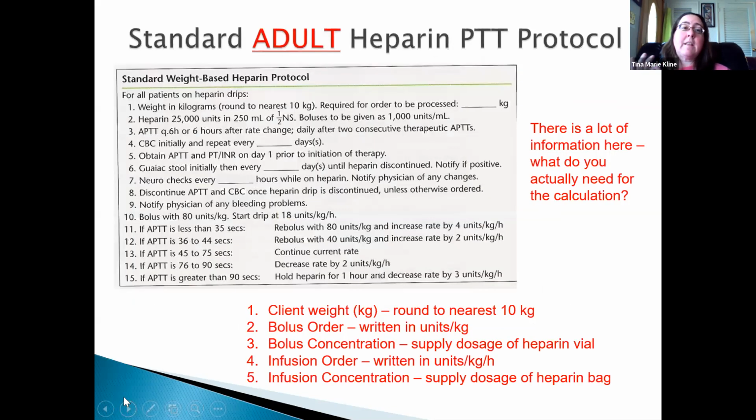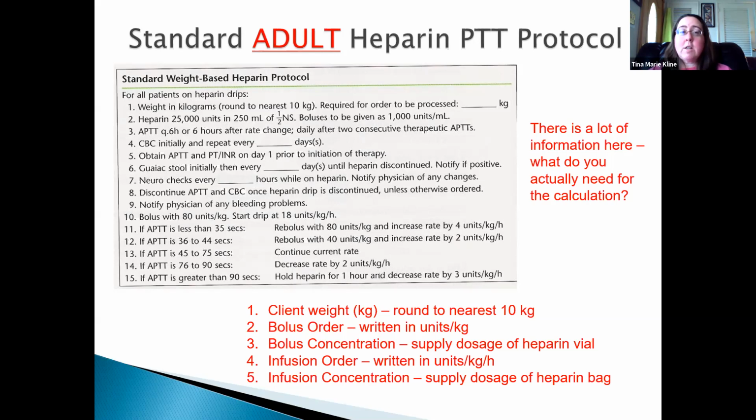All right, so looking at this protocol, I'm just gonna step back for a minute. We'll get to the calculation piece in a minute, but I just wanted to link back to what I was saying before. So on your protocol there, number 3 talks about an APTT level every 6 hours or 6 hours after the rate change. And then that's daily after 2 consecutive therapeutic APTT levels. So this links back to the monitoring and how do we titrate the dosing of the heparin drip, okay?